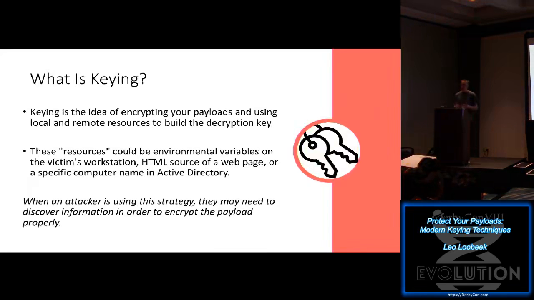How I would describe keying is basically that you're encrypting your payloads so that they only execute on a specific target or only execute when you want them to. If they don't, it stays within an encrypted blob. So it's really the idea of encrypting your payloads using local and remote resources to build a decryption key on the target. The main downside is the attacker might have to figure out some of this information ahead of time. So if you wanted to encrypt your payload based on an environmental variable on the target, you would have to know what that environmental variable was, or your payload wouldn't execute.